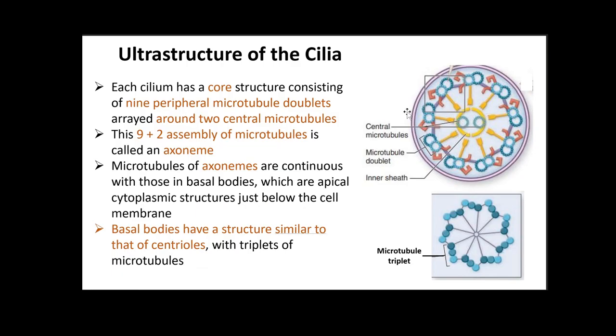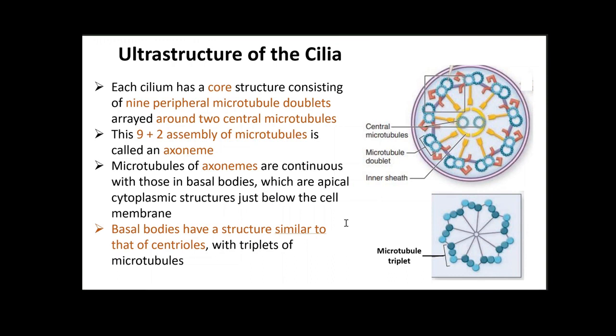Ultrastructure of the cilia. If we have a cross section of the cilia and look inside, what are the molecules and ultrastructure in there? It's made of a core of 9 peripheral microtubule doublets. Dr. Shahid covered microtubules. I know he did.